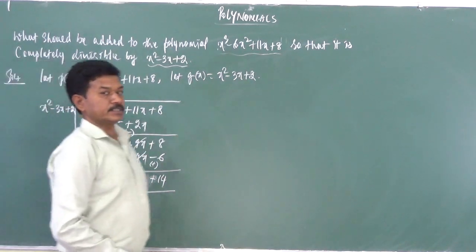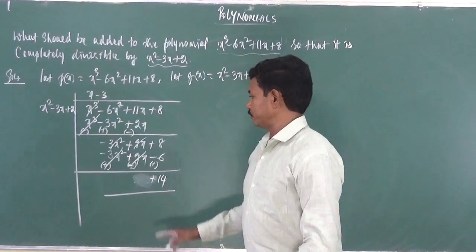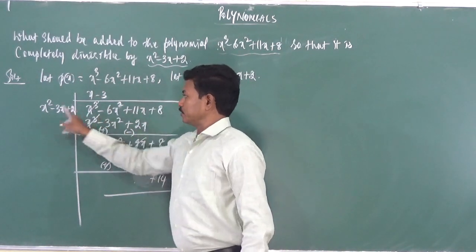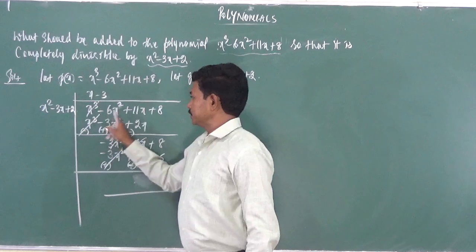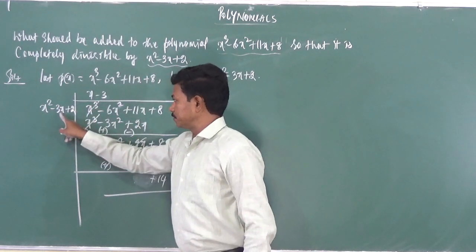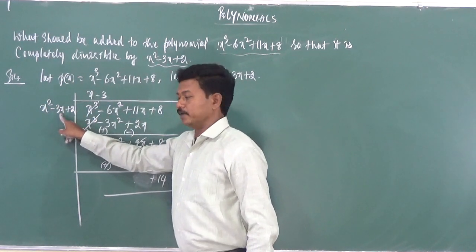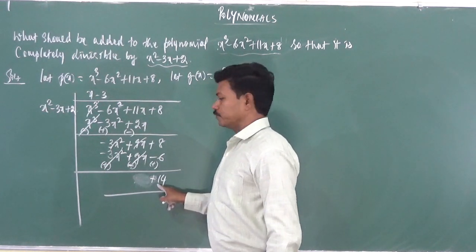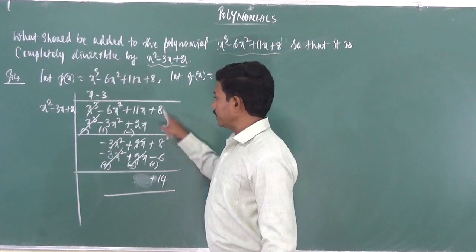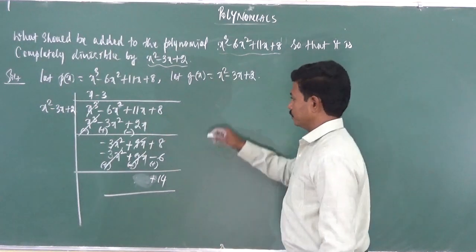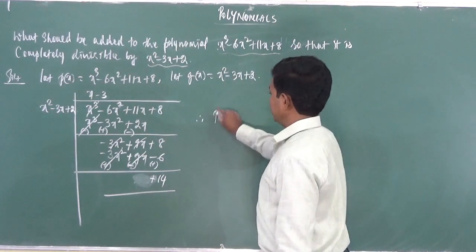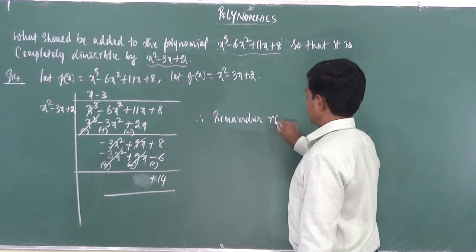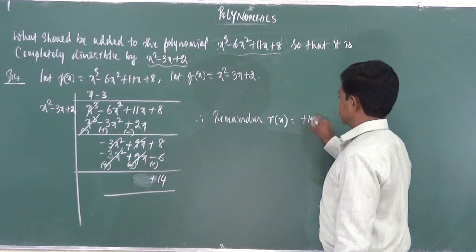So what is the remainder we have got? We have got 14 as the remainder. So this polynomial is not exactly divisible by this. This polynomial will be exactly divisible by this only when you convert this plus 14 into minus 14 and add it to this. Therefore the remainder r of x is plus 14.